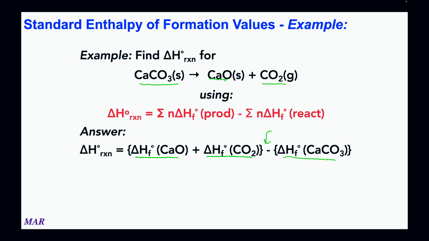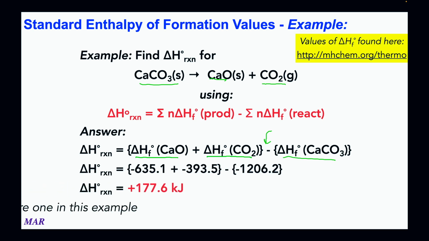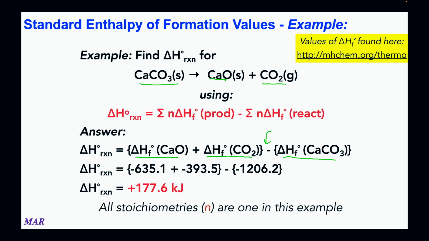Now, all of these stoichiometric coefficients in this reaction are 1, so we're not going to worry about those little n's right now because they're all just 1. Heats of formation are per mole, and we have just 1 mole, so it's no problem. So the next thing you do is look up those values in the table of thermodynamics. So you can go to mhchem.org/thermo or look it up in problem set 3, whatever you want. But these are just numbers to look up. So calcium oxide apparently minus 635.1. Carbon dioxide minus 393.5, calcium carbonate minus 1206.2.